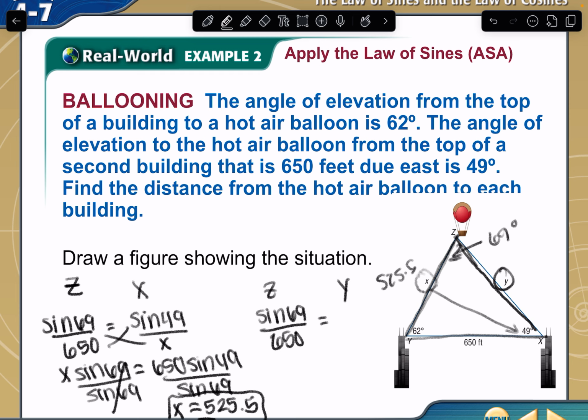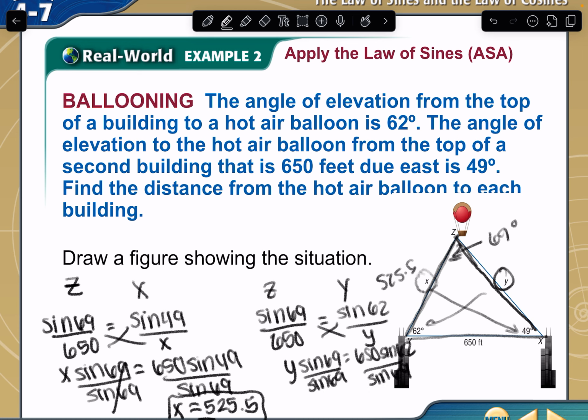So now I'm trying to find side Y. So the angle for Y across from it is 62. And then I need to find my missing side length of Y. When I cross multiply, I'm going to end up with Y sine 69 equals 650 sine 62. To get Y by itself, I'm going to divide by sine 69 on both sides. And so now I have 650 sine 62 divided by sine 69.